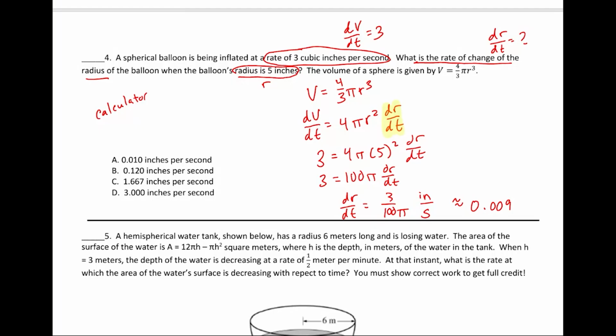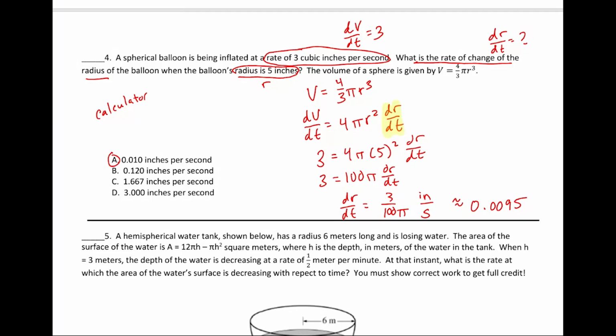0.009, which would round up. Looks like they're rounding because it's really like 0.0095. Round up to 0.010. So in the multiple choice section on the calculator, they're always going to round versus truncating. So you just want to be ready for that.